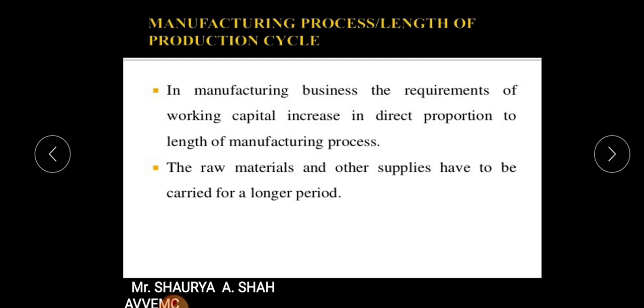Take for example the automobile industry. Suppose you are into the manufacturing of cars. Manufacturing a car requires higher working capital, because in order to sell the final product, a car, it takes a longer period of time. So your working capital requirement will increase. It is directly proportionate. So students, you just need to keep in mind whether a particular factor increases or decreases the working capital requirement, and whether it is directly proportional or inversely proportional.